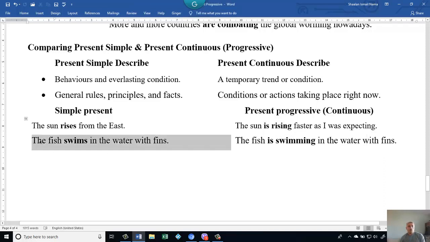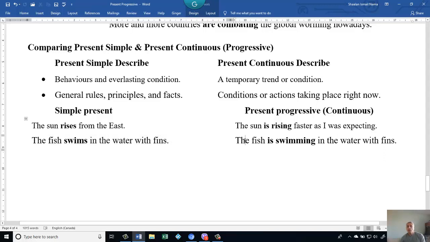The fish swims in the water with fins. Here we have the fish is swimming in the water with fins. It means when I look at them in that period of time, then I see the fish is swimming. It means the action is only that period of time.